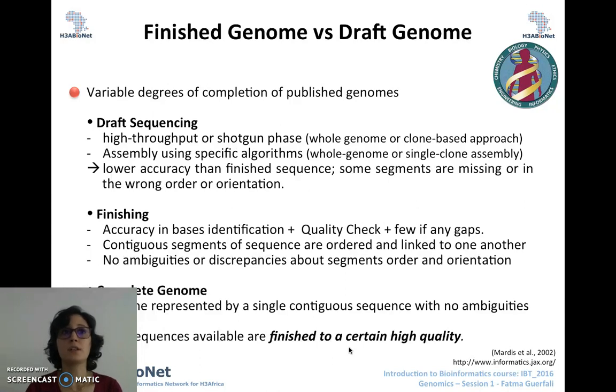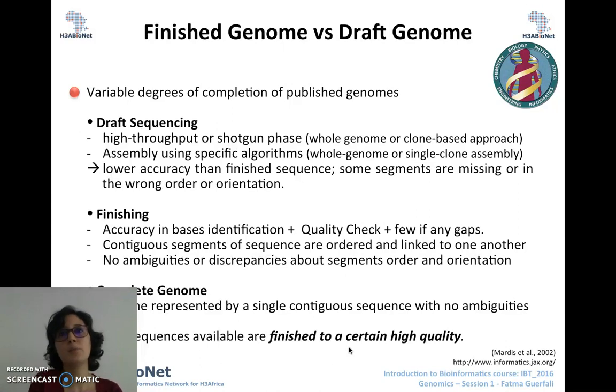So there is the draft sequencing that proceeds in 2 distinct phases. So first is the high throughput and shotgun phase that we've been seeing. Then the data is assembled using one of the several available algorithms. And these algorithms will help to overlap the individual sequences on the basis of their similarity. And this results in the accumulation of about 80% to 100% of the original DNA sequence, typically in the form of contigs.